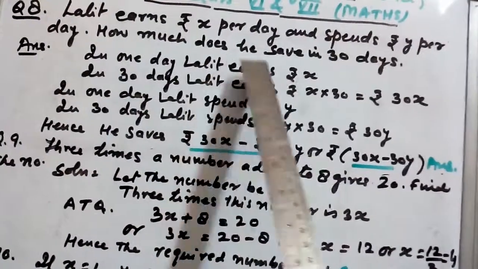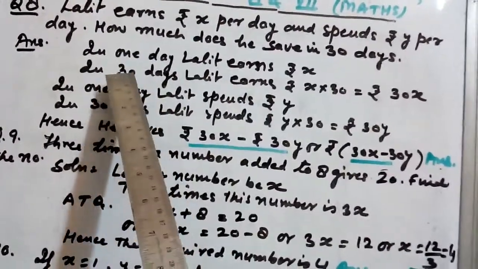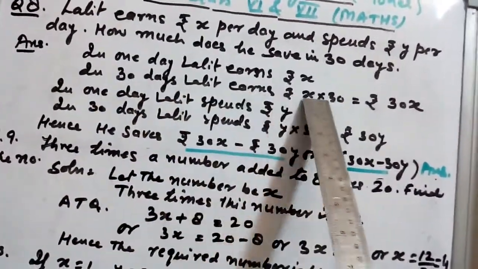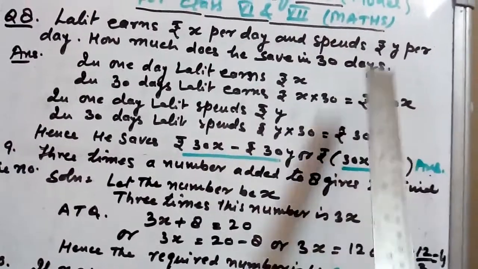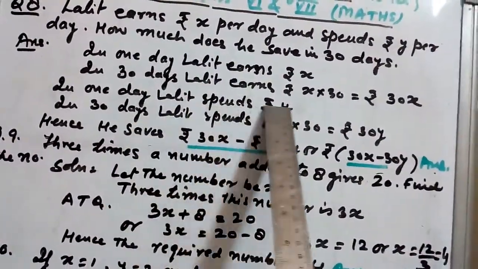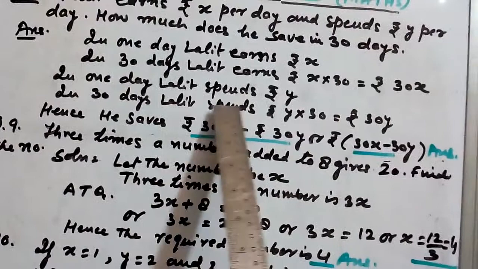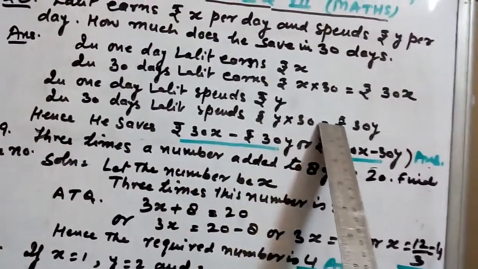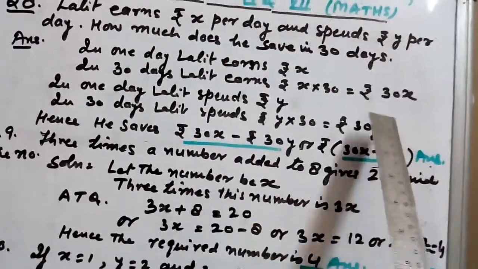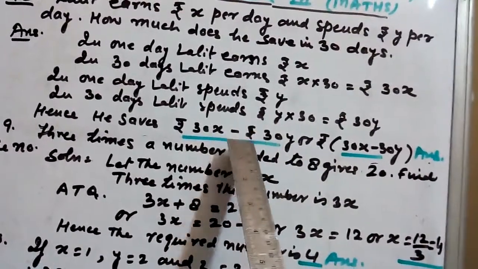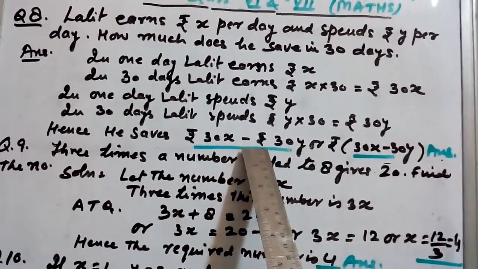Therefore, in 1 day Lalit earns rupees x, and in 30 days Lalit earns rupees x into 30, which is equal to rupees 30x. Similarly, in 1 day Lalit spends rupees y. In 30 days, Lalit spends rupees y into 30, which is rupees 30y. Children, he is asking for the saving, his saving after 30 days.